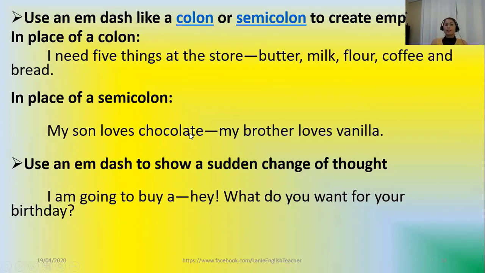All right, perfect. Now, we use an em dash like a colon or semicolon to create emphasis. So in place of a colon, we have here: I need 5 things at the store — butter, milk, flour, coffee, and bread. So instead of using a colon or semicolon, we can use an em dash in this case. We can also use an em dash in place of a semicolon. Example: My son loves chocolate — my brother loves vanilla. All right.